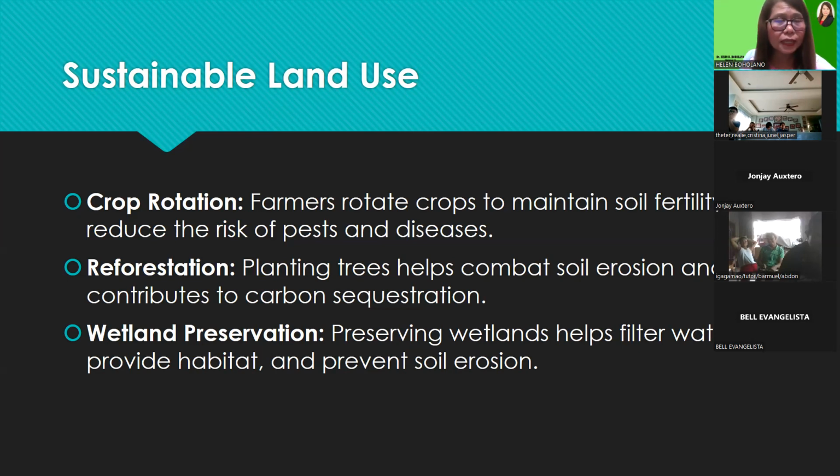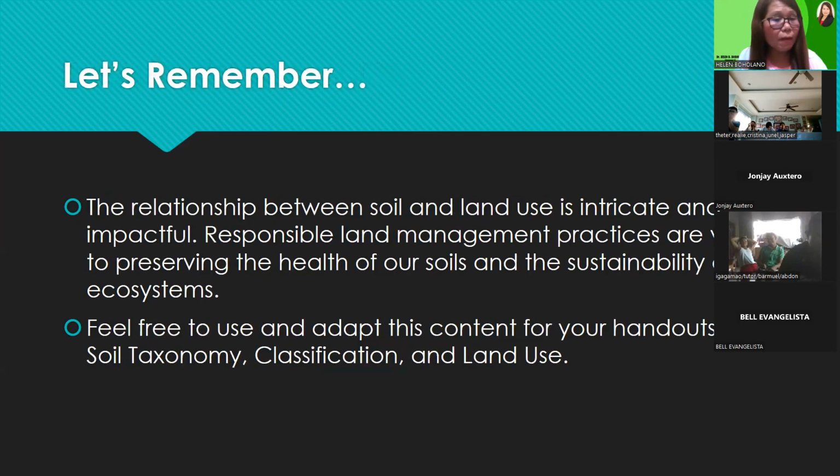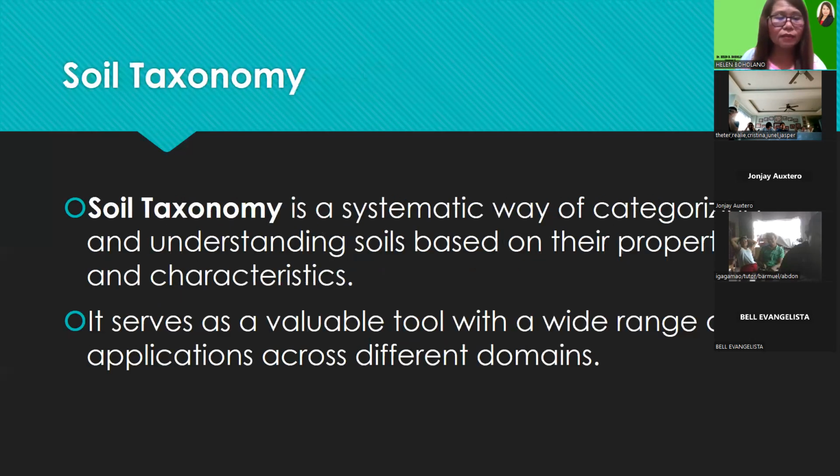Like in Bohol, where there are many wetlands. Preserving wetlands helps filter water and provide habitat. That is good, and it will also prevent soil erosion. Now, remember, ladies and gentlemen, that the relationship between soil and land use is intrinsic and impactful. Responsible land management practices are vital to protecting the health of our soils and the sustainability of our ecosystem. Feel free to use and adapt this content.